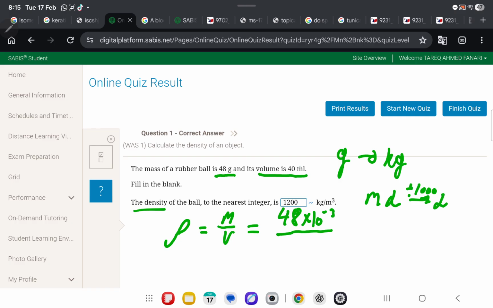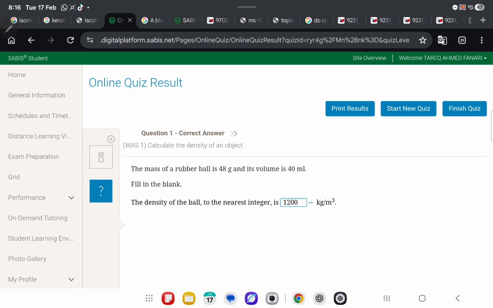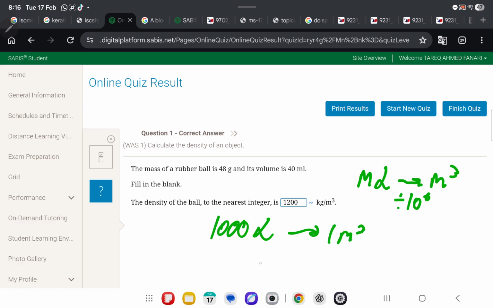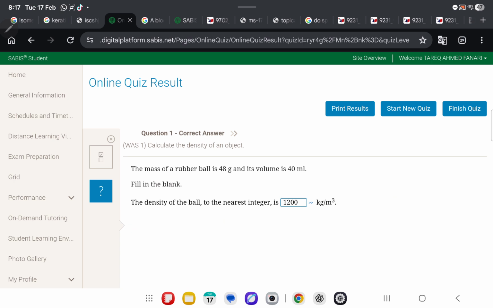But this is not to meter cubed. Let me confirm real quick. Yes, milliliter to meter cubed is divided by 10 to the 6. Essentially, because 1000 liters is 1 meter cubed, so this is 1000 times 10 to the power of 3 milliliters. I'm not going to go into details, just remember that.